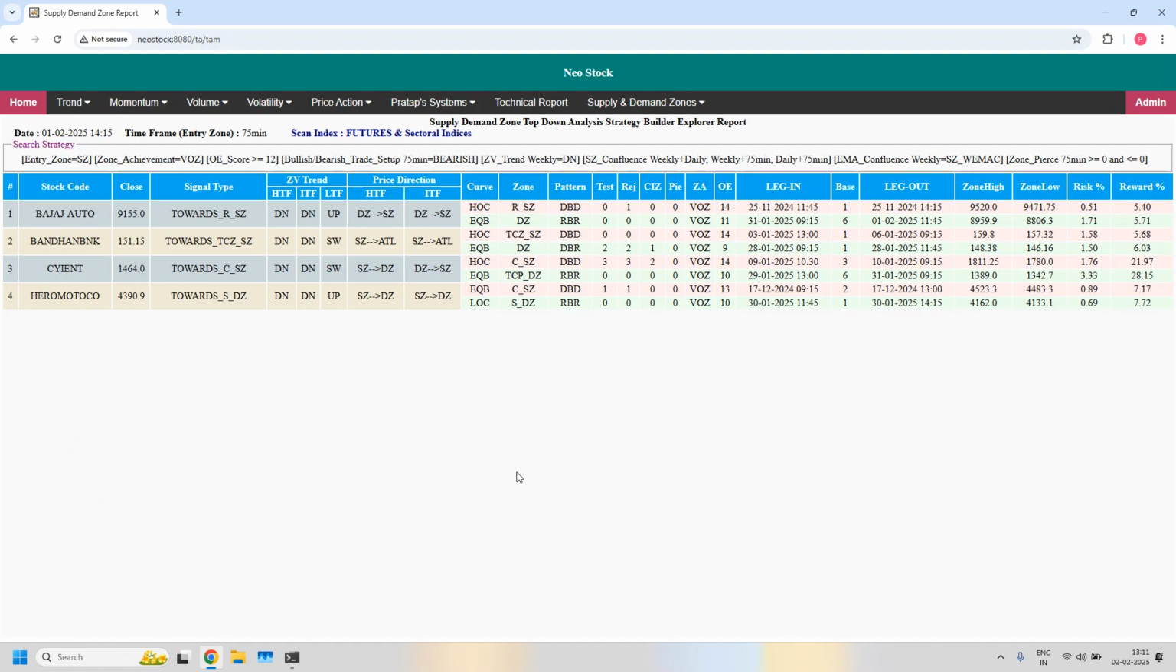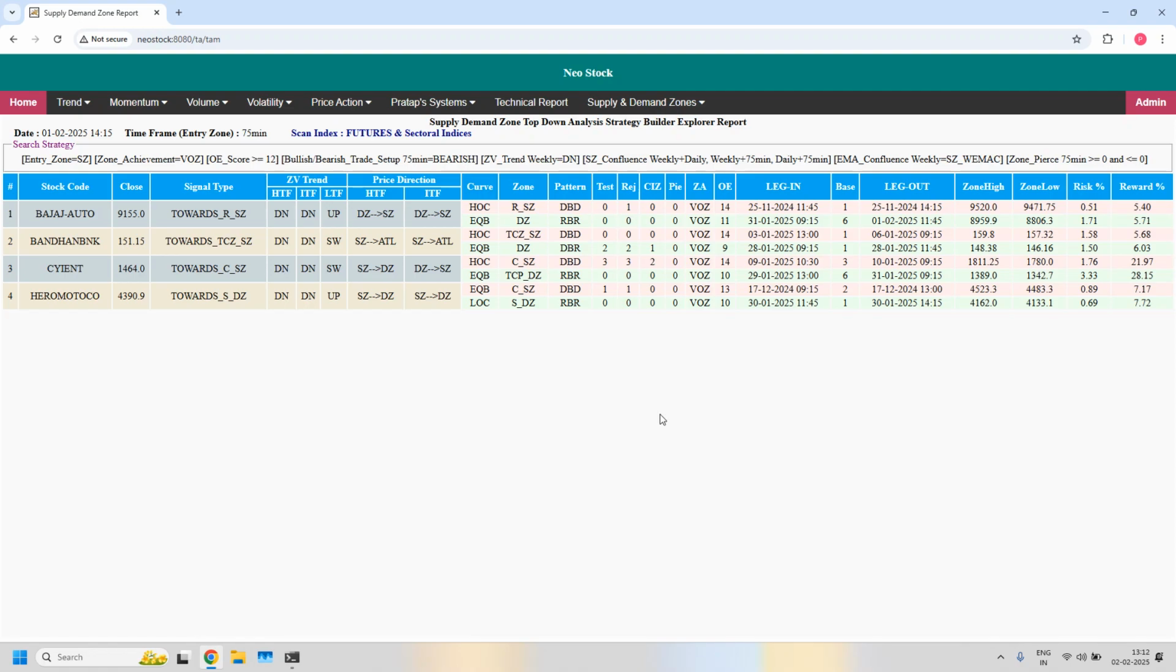See, we got 4 stocks out of 6. So these 4 are even more high probability trade setup supported 75 minute supply zones. Because they are part of the weekly supply zone. That weekly supply zone is having weekly EMA confluence. So this is about the bearish trade setup for weekly income trade.